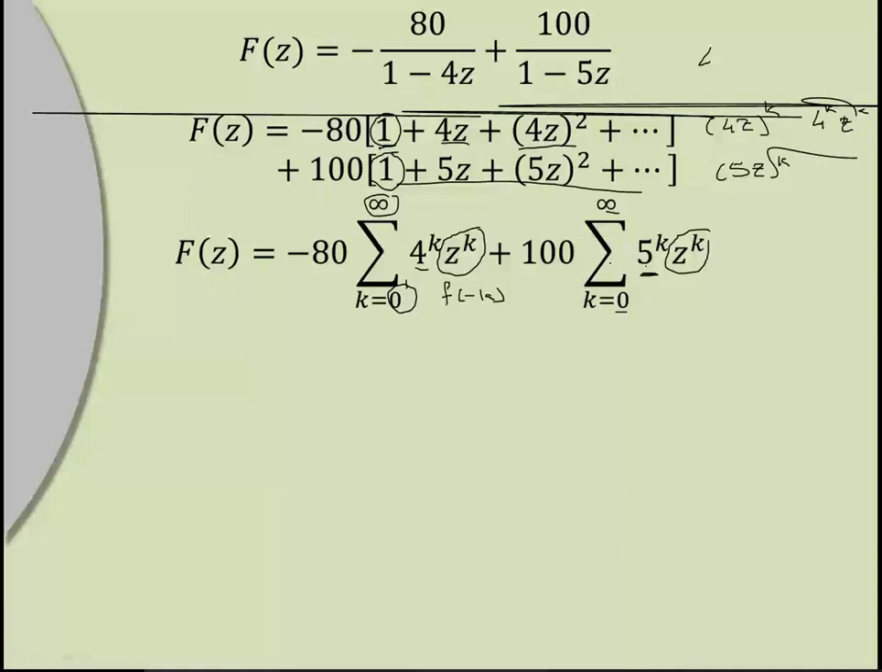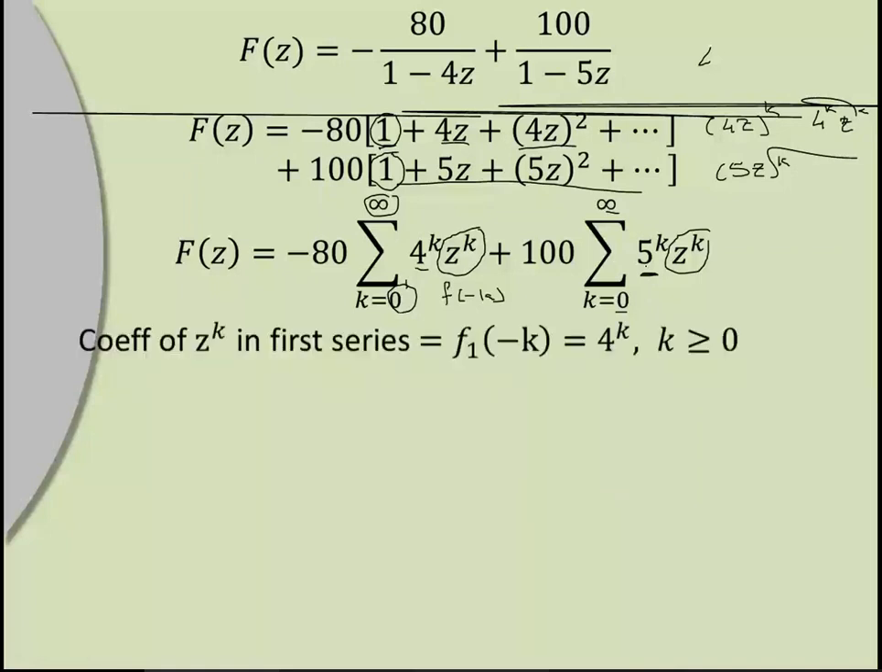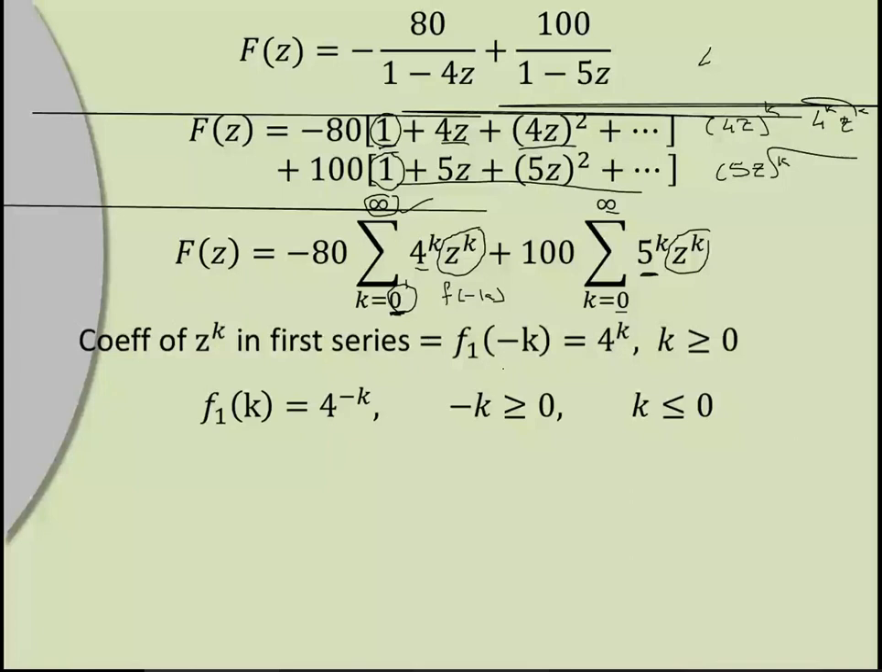So the coefficient of z raised to k in the first series that we denoted by f1 of minus k will be 4 raised to k, where k takes values from 0 to infinity. And for the second term, actually we are interested in finding f of k. So wherever k is there, replace it by minus k, or replace minus k by k. So here we take minus k; minus of minus k becomes plus. So 4 raised to minus k, with minus k greater equals 0.